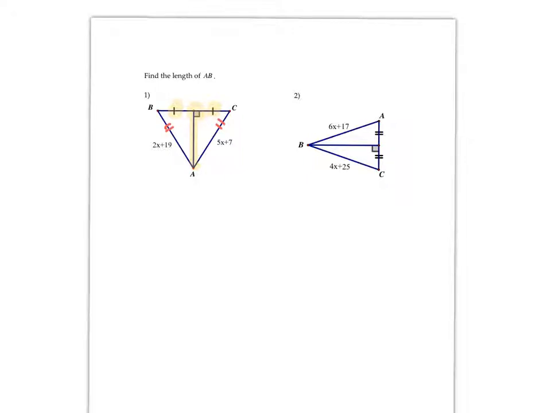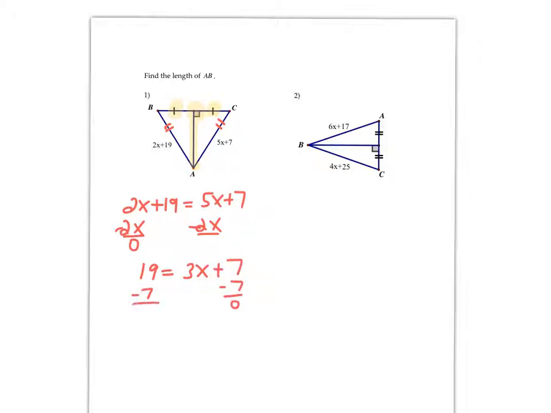So that allows us to set 2x plus 19 equal to 5x plus 7, and then we could solve for x. I would probably subtract 2x from both sides just so I keep the x's positive, and that's going to give us 19 equals 3x plus 7. Subtract 7 from both sides, and 19 minus 7 is going to give us 12, and that's equal to 3x. Divide by 3, and we get x is equal to 4.